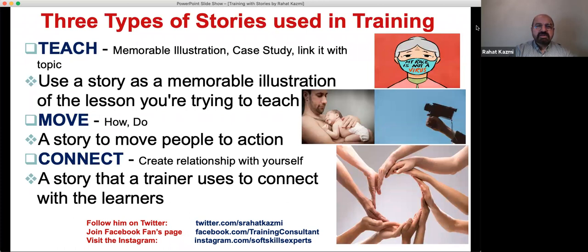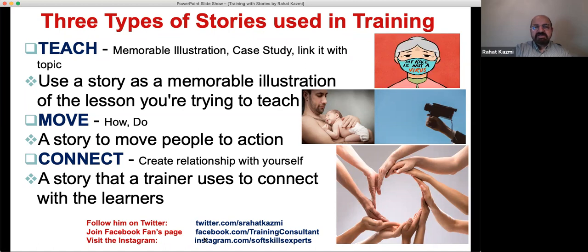So people, 3 types of stories used in training. First one is teach, move, and connect. When it comes to teach, if you look at the picture on top here, I'm trying to show you a little emoji. It says, my race is not a virus. If you remember, Donald Trump used to say it's a Chinese virus. So he convinced everyone the virus was Chinese. When you looked at a Chinese person, people were afraid. Basically, these are memorable illustrations. We need to teach something which can link to something else, a case study, maybe link with the topic.